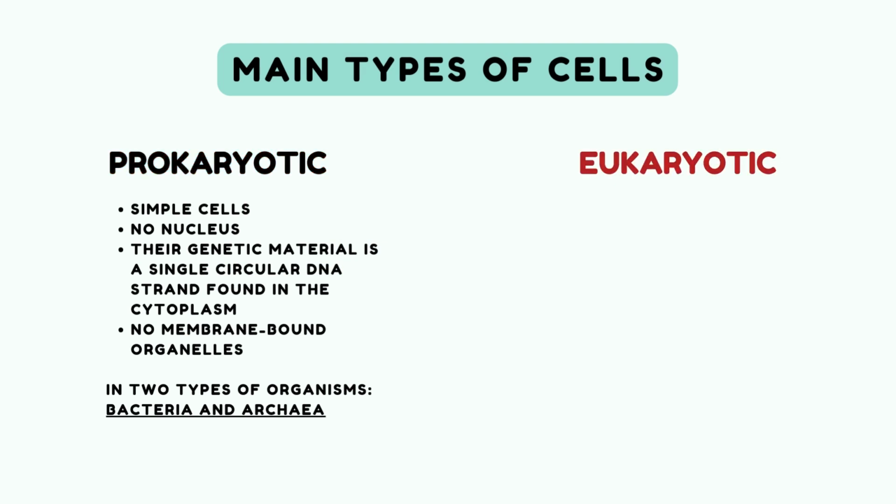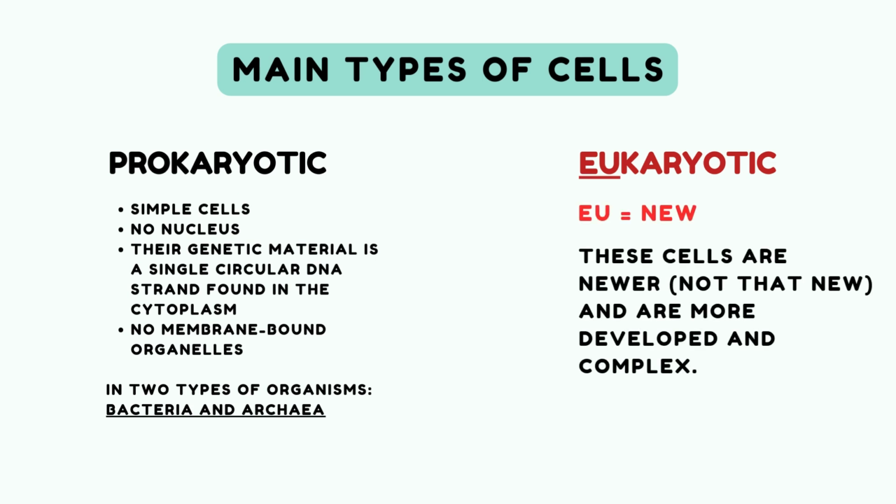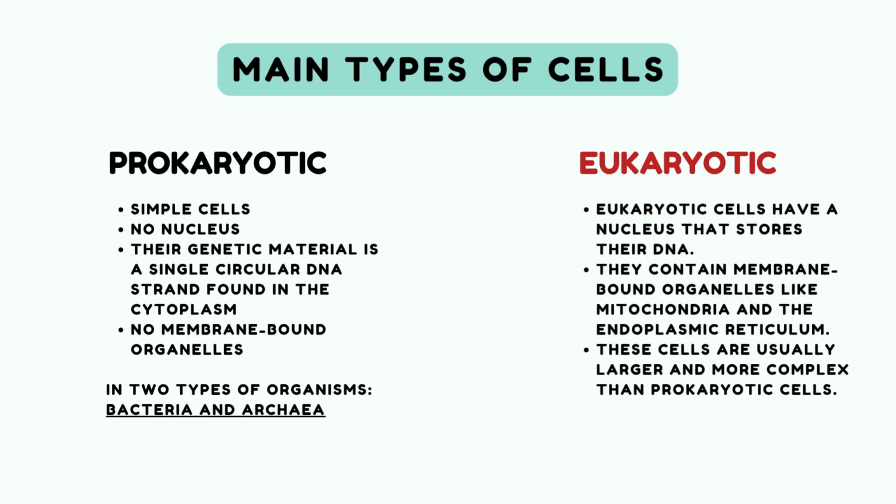Now, let's look at eukaryotic cells. Eukaryotic cells have the little term "eu" in them, which I think of as new. So "you" and "new" kind of rhyme, right? So these cells are newer because they came after the prokaryotic cells, and they are more developed and complex than prokaryotic cells. So a closer description of eukaryotic cells would be that they have a nucleus that stores their DNA, they contain membrane-bound organelles like mitochondria and the endoplasmic reticulum, and these cells are usually larger and more complex than prokaryotic cells, as we mentioned before. So let's see a diagram of a eukaryotic cell.